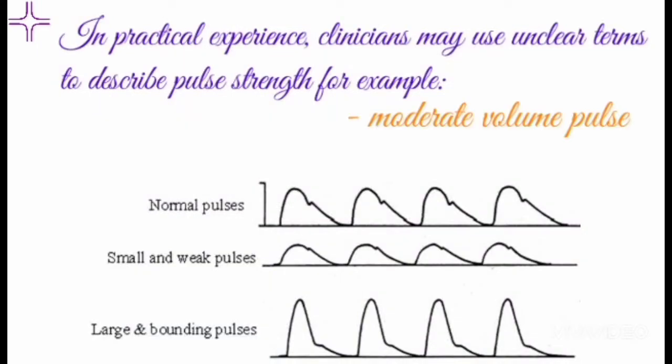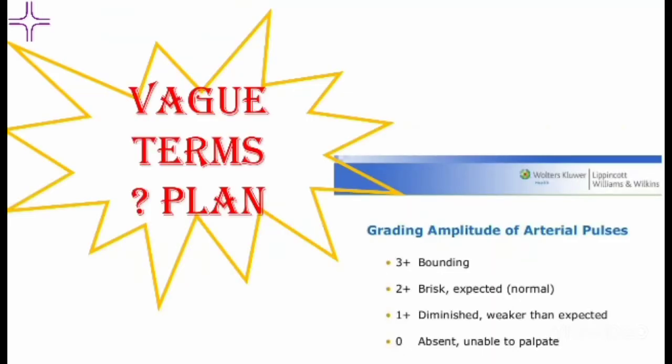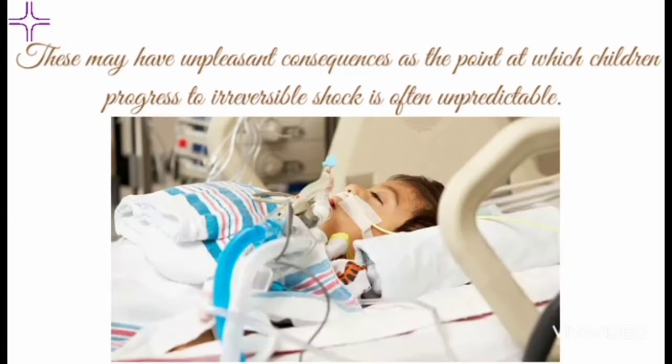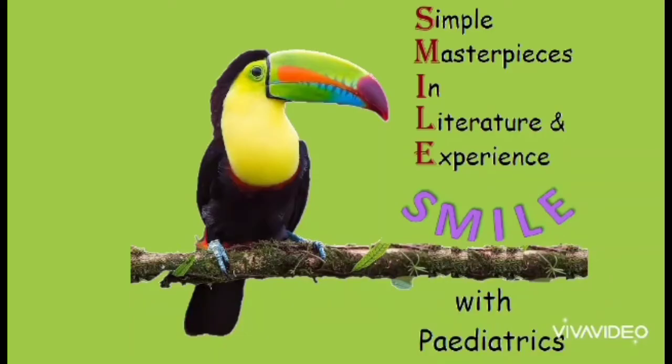Non-committal terms like moderate volume pulse, suboptimal pulse, etc. may be observed among clinicians, which however do not lead to clear action plans. These may have unpleasant consequences, as the point at which children progress to irreversible shock is often unpredictable.